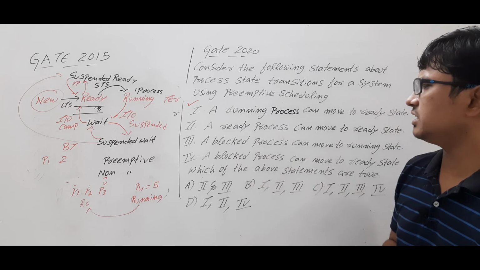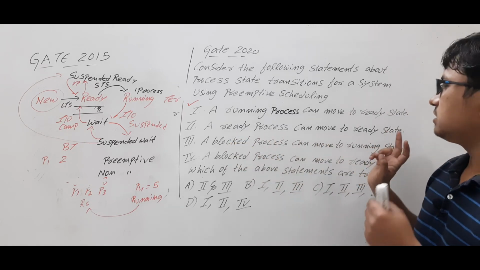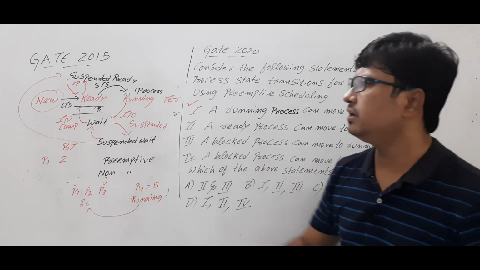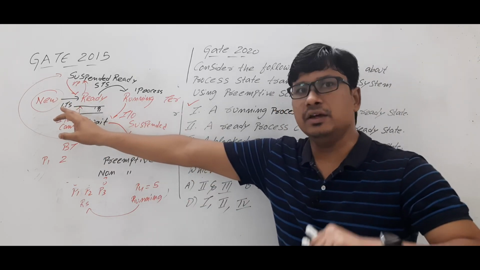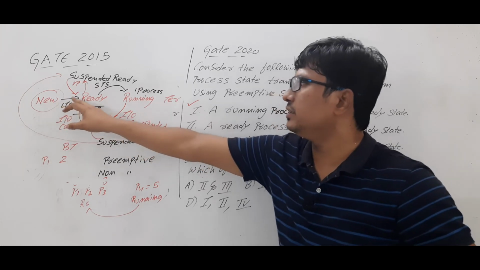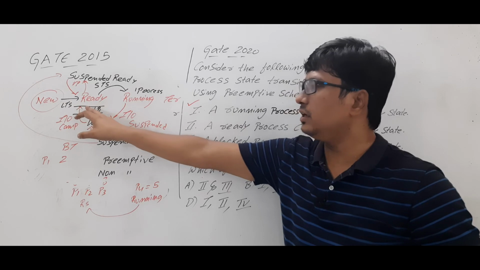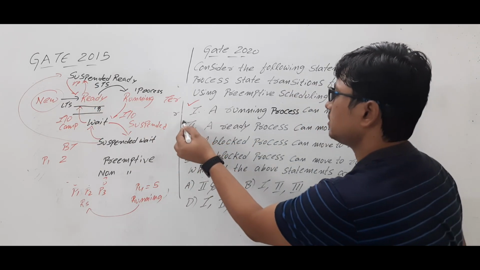Now look at the next statement. A new process can move to the ready state. Yes, absolutely. In the new state, the process is being created. Once it is created, if it is ready to execute, obviously the long-term scheduler will admit it to the ready state. Yes, even this statement is correct.